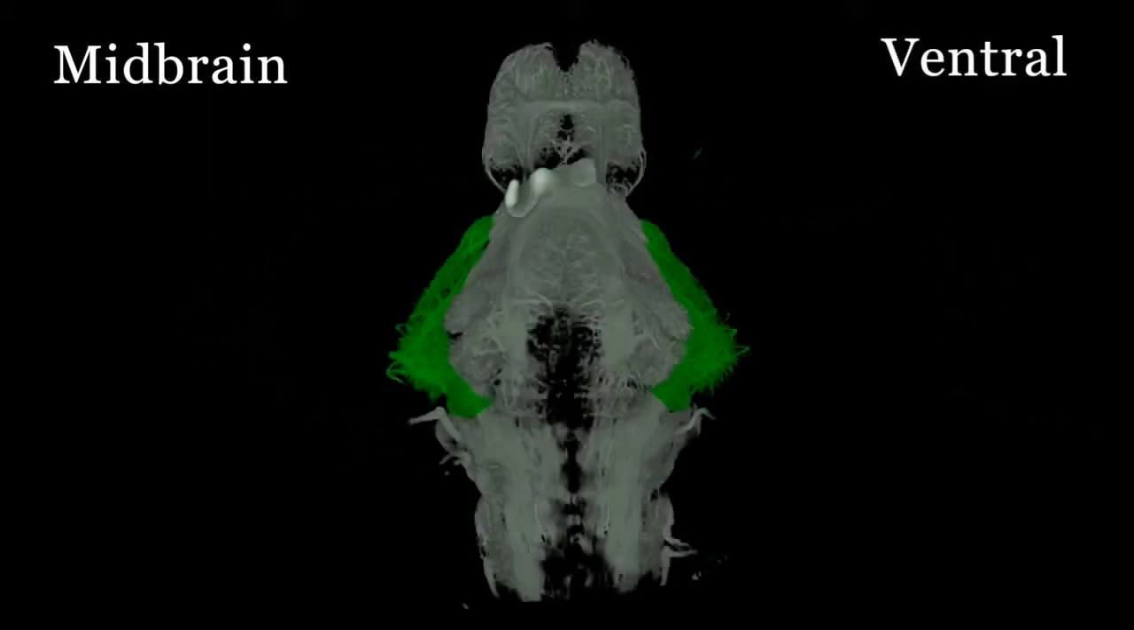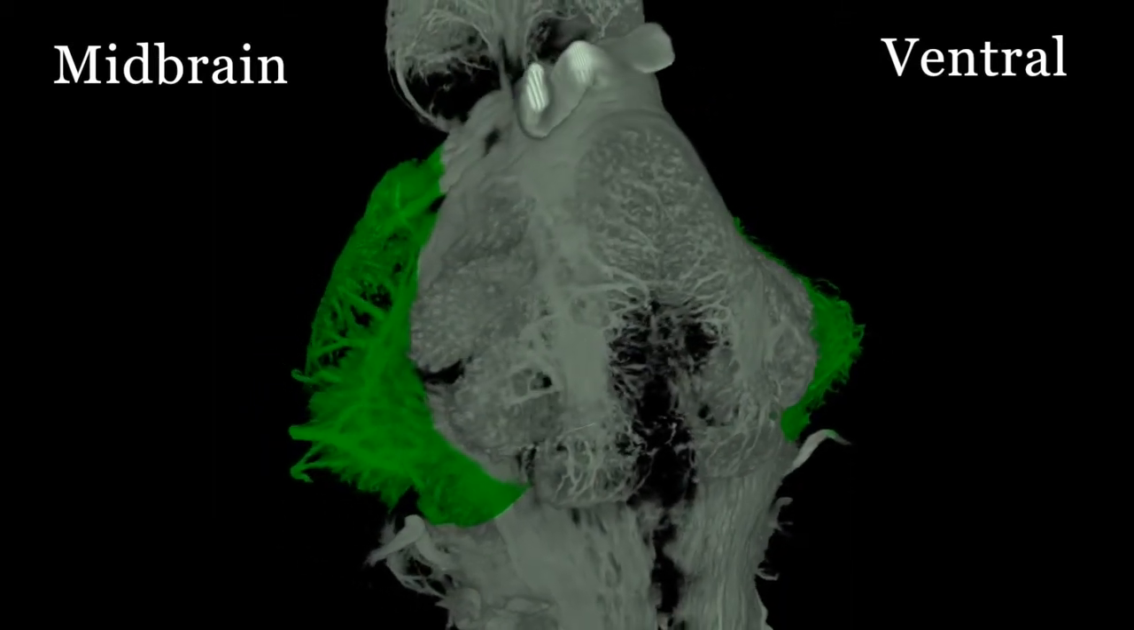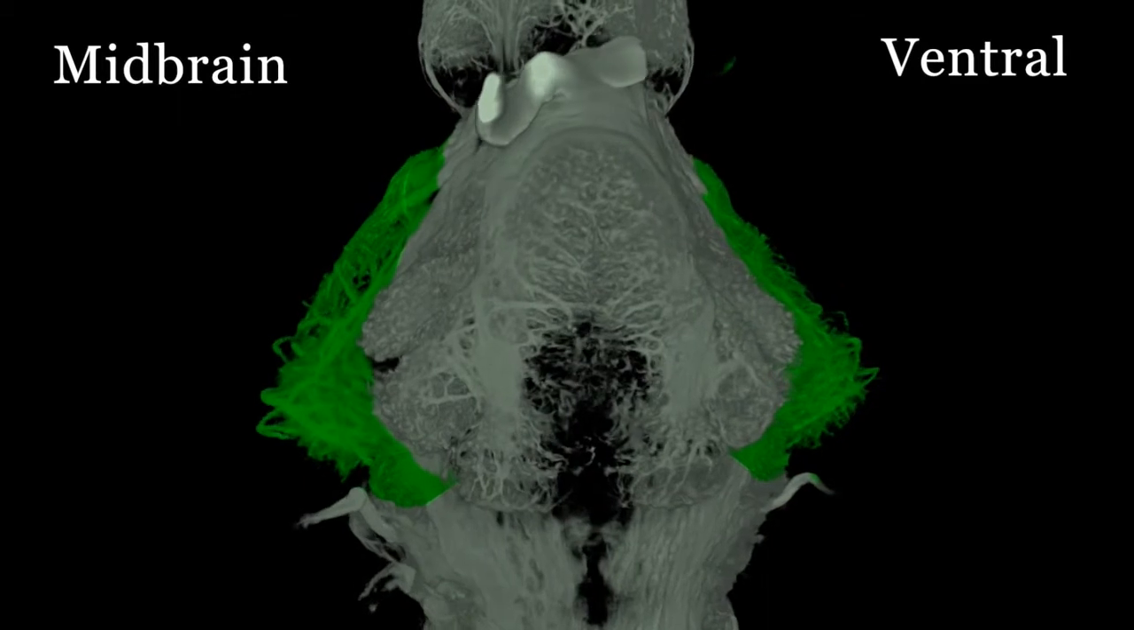When viewed ventrally, the midbrain sits either side of the forebrain. From this view, very little of the midbrain is actually visible, but as the view rotates from side to side, the relationship between the forebrain and the midbrain becomes clearer.